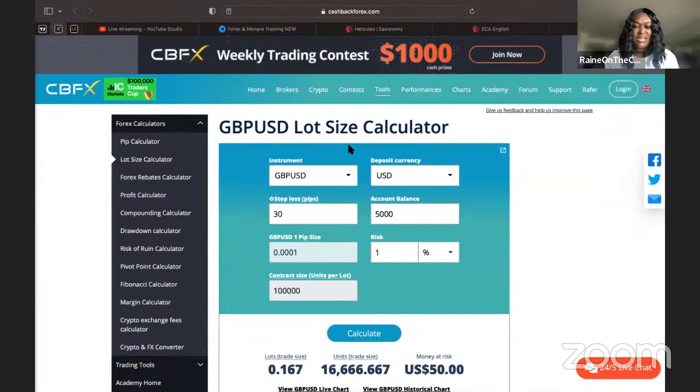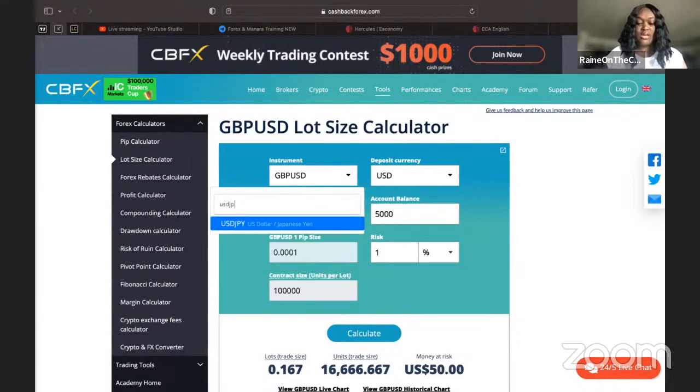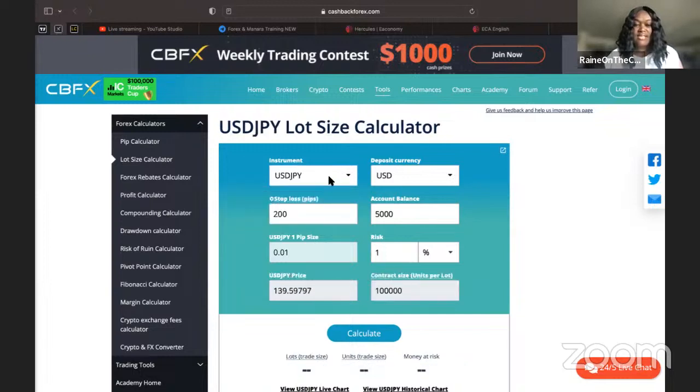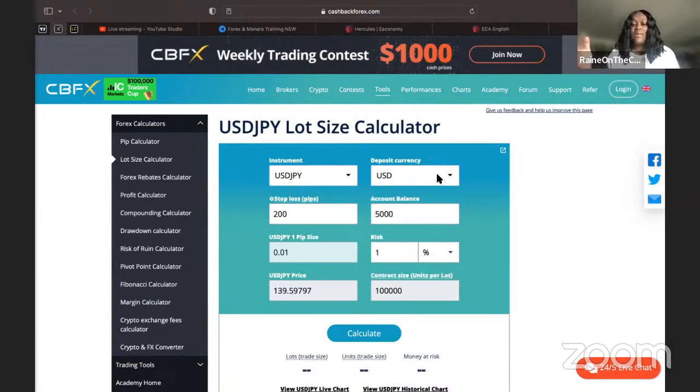Let's see, we have the comment. Thank you, dazzling boy. So you're going to select the asset or instrument. It says instrument here. From the drop down, type in USD JPY, and then you select it. So now USD JPY, the deposit currency for most of us is US dollars. If you're in Europe, maybe it's the euro for you. I don't know, but USD we're working with here. They would have given you your stop loss, how many pips. You're going to put that here.